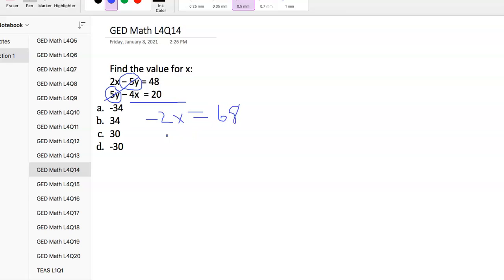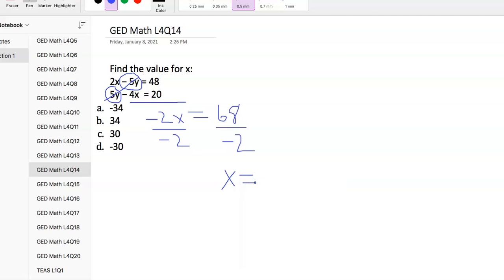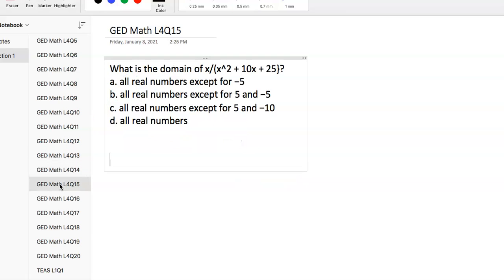If I divide by negative 2 on both sides, that'll give me x by itself. And 68 divided by negative 2 is negative 34. So that one's a little bit easier, right? You've got to be kind of comfortable with how we combine these equations, but that's a simpler one to get through. Strawberries was a tough one.